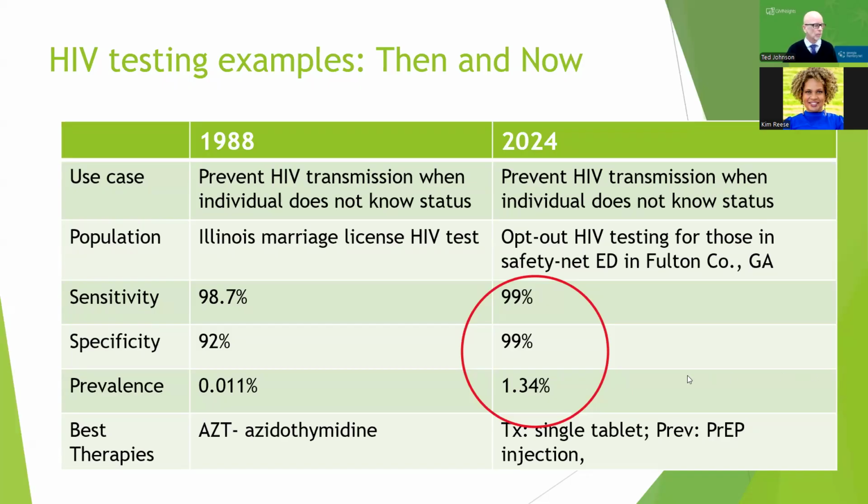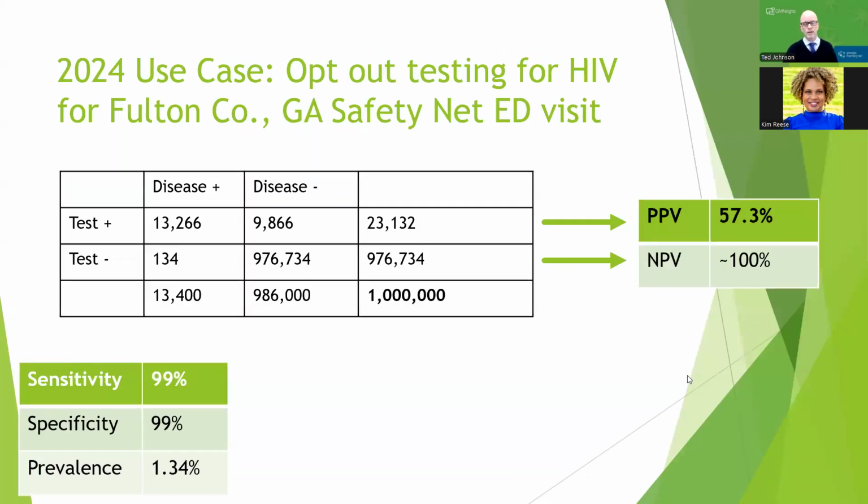And when you look at this, just by moving the prevalence and changing the sensitivity and specificity, the positive predictive value ends up at 57.3%, which in this use case is an acceptable way to do that.